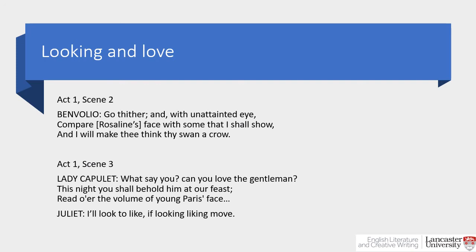In Shakespeare's day, language was very important to attracting romantic interest. However, looking and seeing and physical attraction were also essential to romantic love. The language of this play tells us this. In Act 1, Scene 2, where we first meet Romeo, he's lovesick for Rosaline, who does not return his interest.